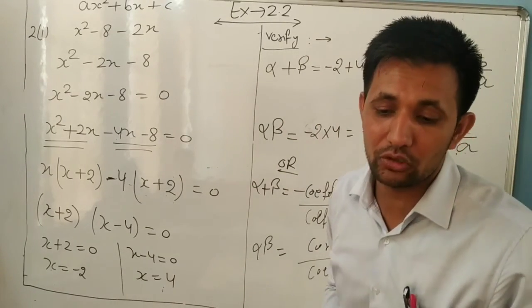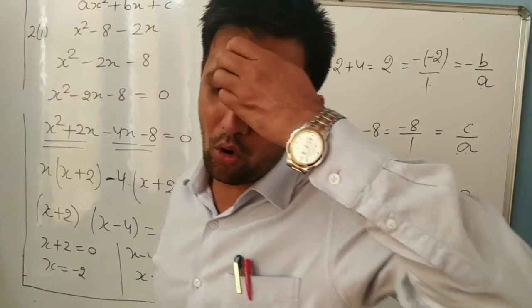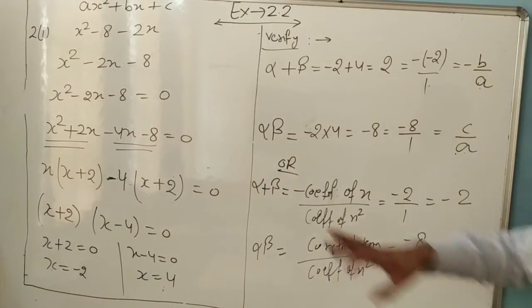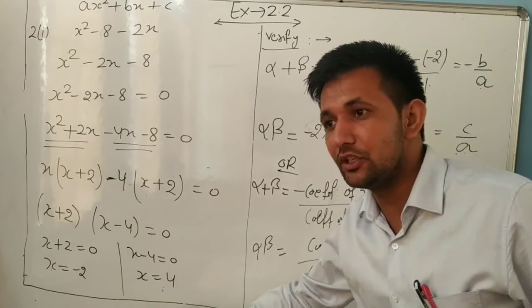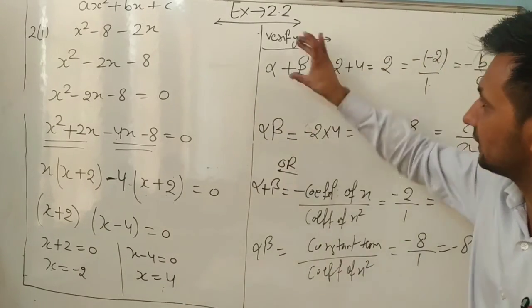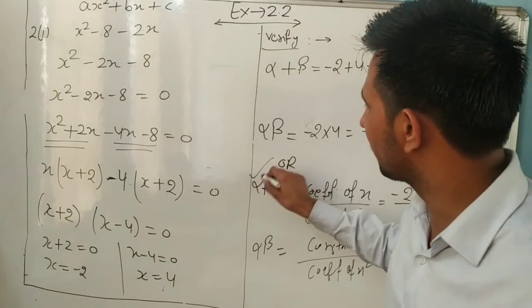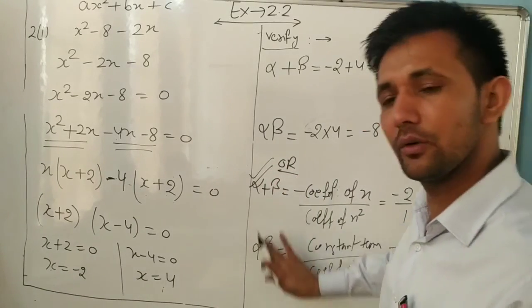So for the same question, you will do all parts yourself, same as it is. First we will show the zeros, then we will verify by this method or this one. Both are right, and it will be correct. Okay, it is more correct. You will do it by this one.